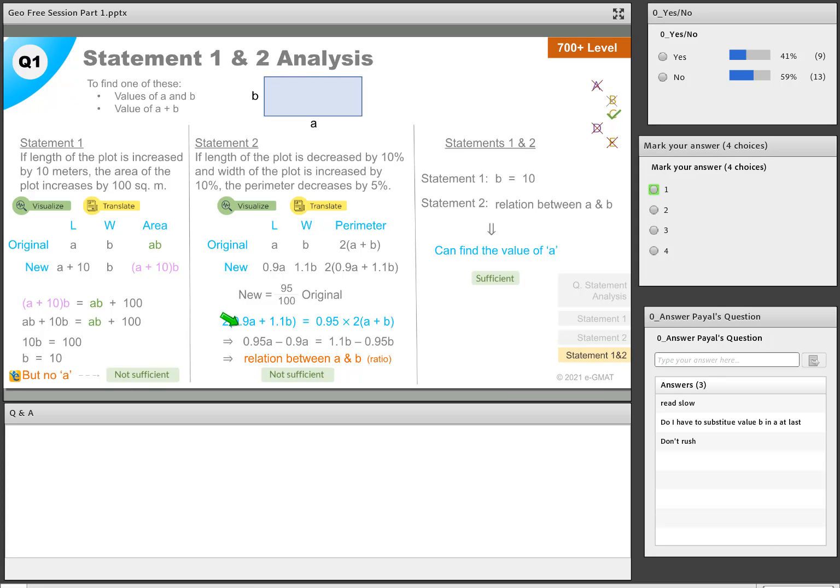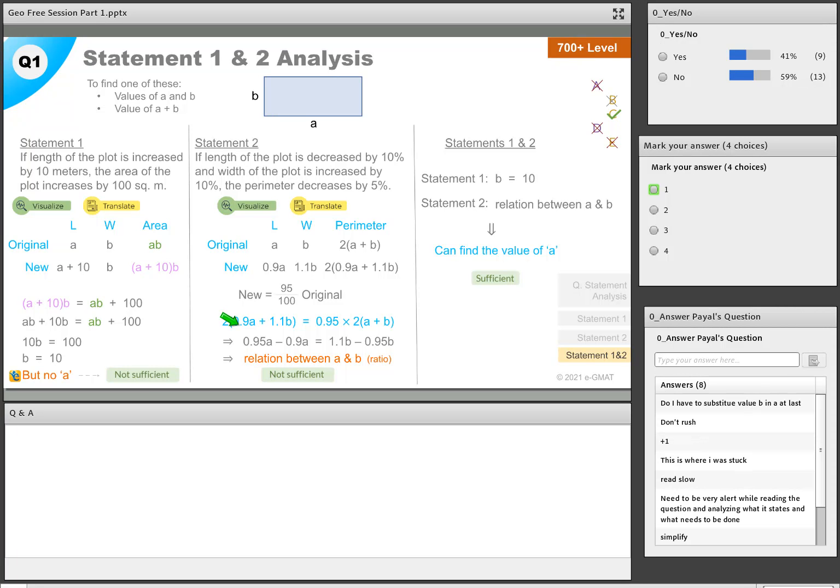Do I have to substitute b in a at last? You don't need to. Really good question. You don't need to do that for a data sufficiency question. Why? Because all you need is to find out whether you can find what is asked in the question statement, which is why a very thorough question statement analysis is required, but you don't need to do all the calculations. You need to do the calculations only till the point you can answer the question that has been asked.